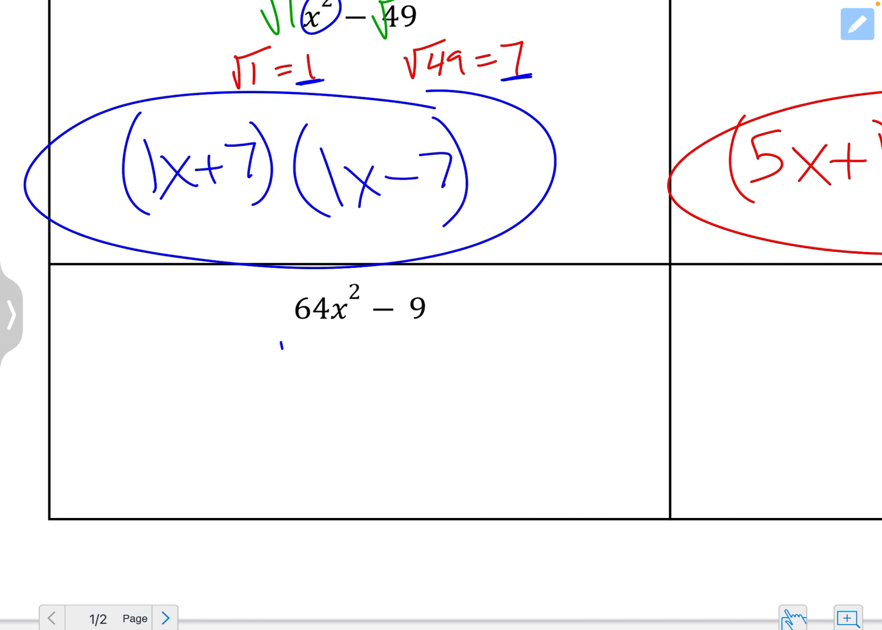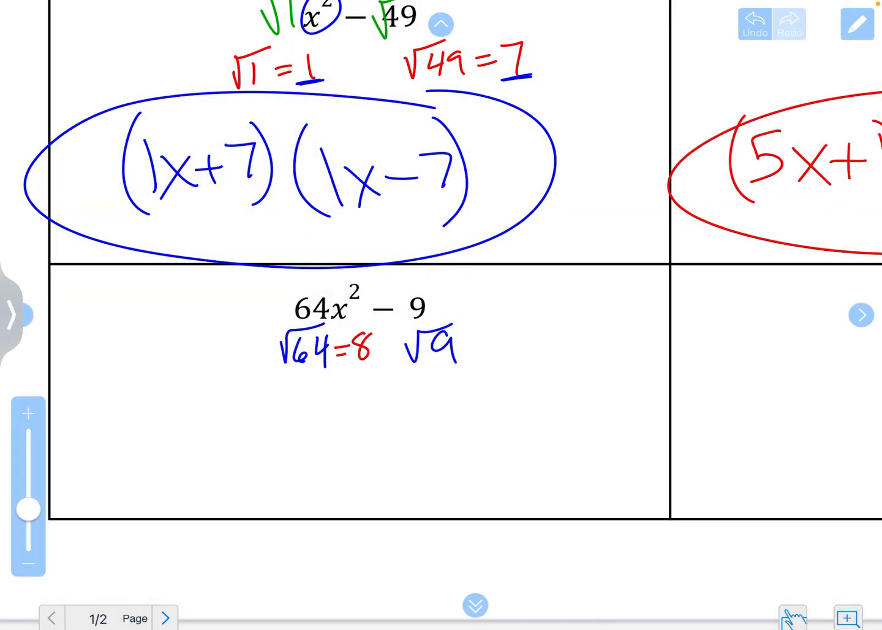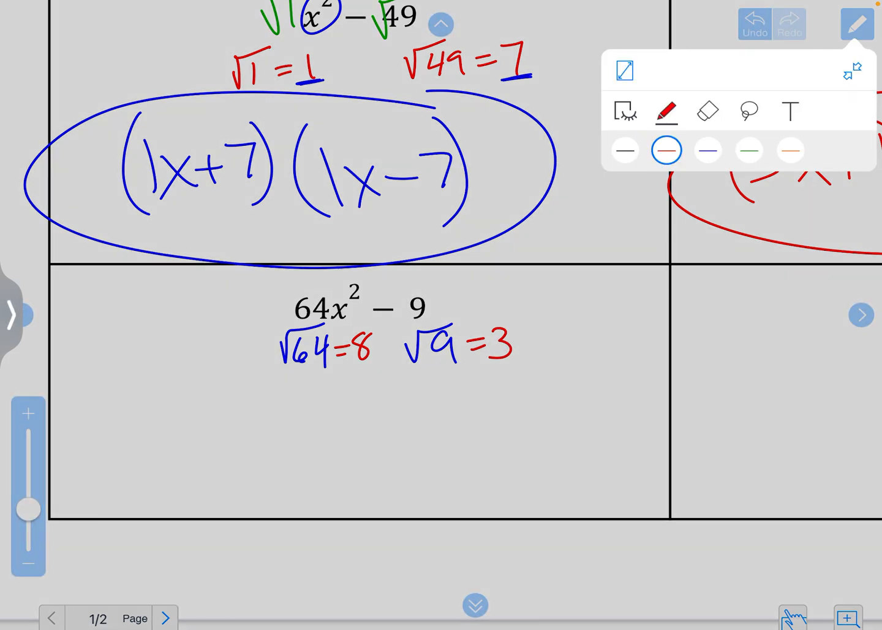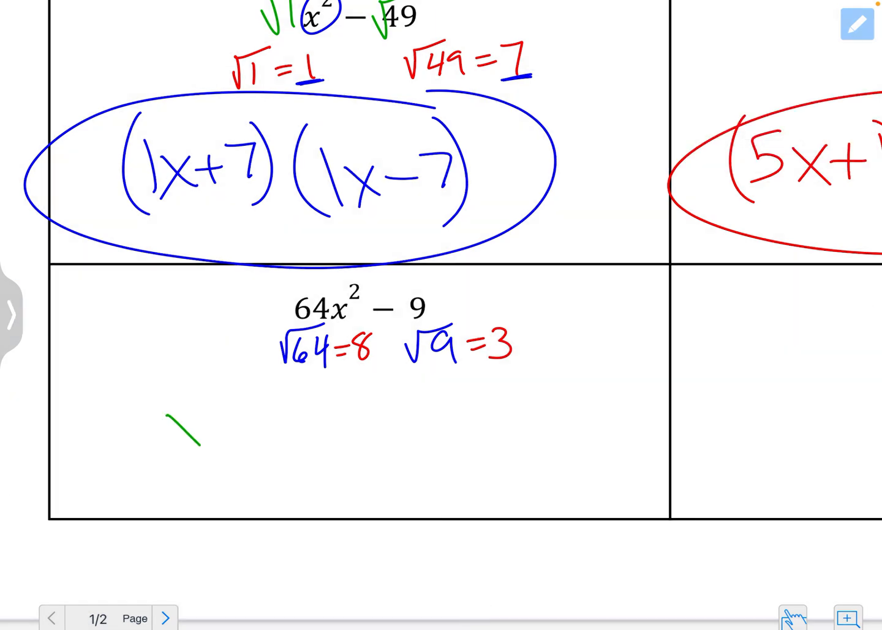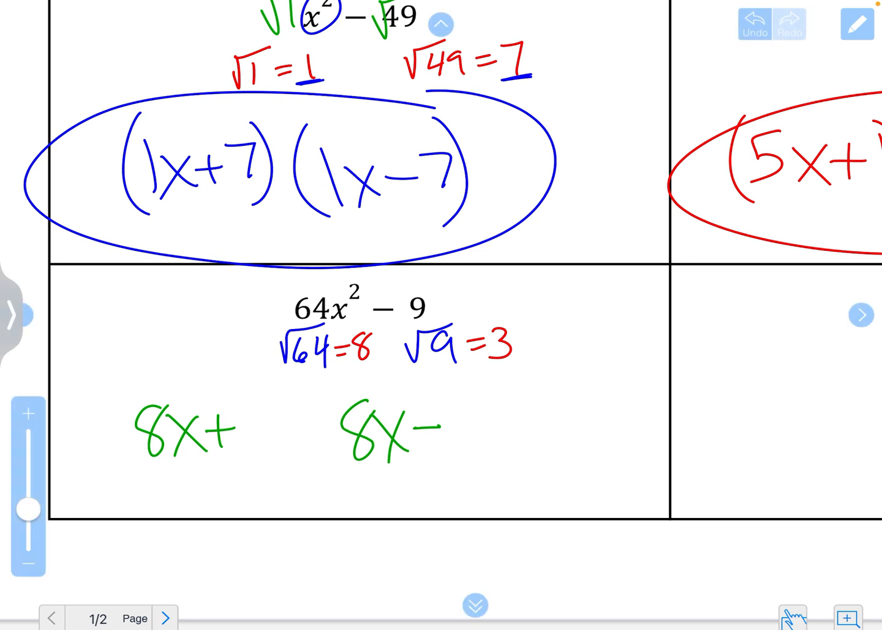So again, square root 64, and we're going to square root 9. So 64 is 8, 9 is 3, which tells me I'm going to write down my x twice. One's going to be positive, one's going to be negative. I'm going to put the 8 in front because it was in front of the x. I'm going to put the 3 after the sign because the 9 was at the end.